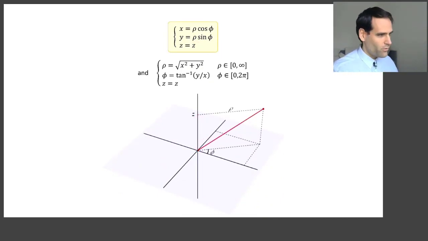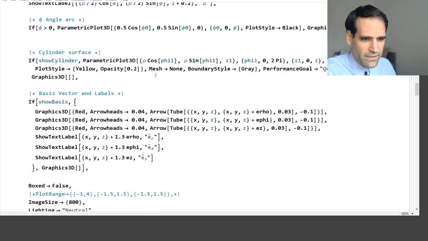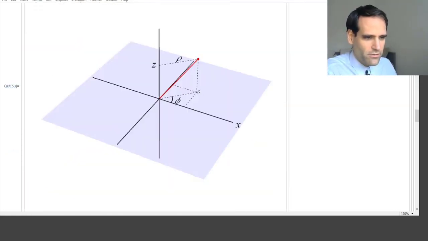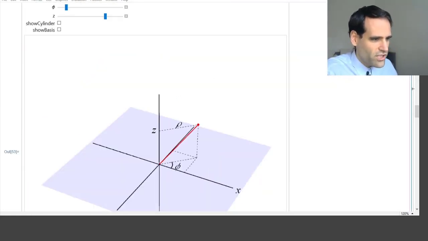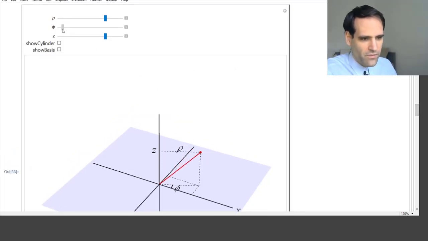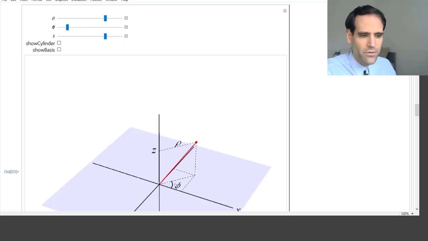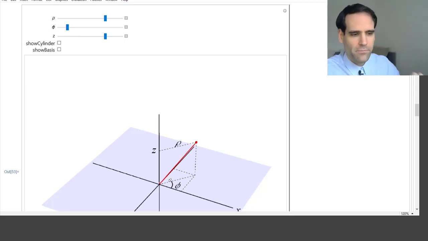So let me show you an applet where I can vary the 3 coordinates, ρ, z, and phi. Here we have the cylindrical coordinates applet, and this is how it looks. Let's change some coordinates. For example, what happens if we change phi? If you change phi, we are moving around the z-axis, exactly like it happened in polar coordinates. So we are in the xy plane, changing phi, the angle with the x-axis.